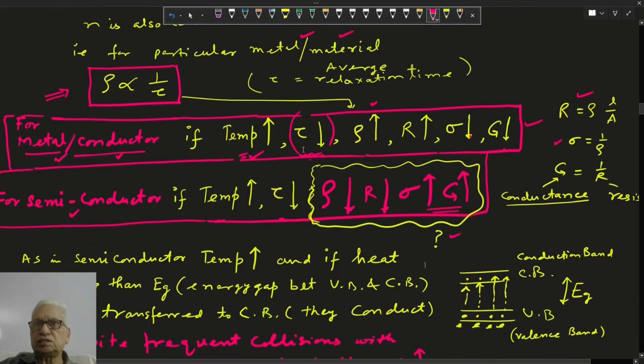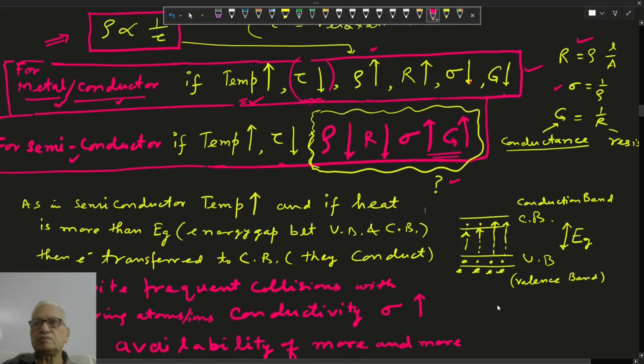It is just the opposite of the case of a metal conductor. We know in a semiconductor the valence band and the conduction band are separated by what is called the energy gap. When the temperature increases, the heat energy becomes more than the energy gap between the valence and conduction bands. Then electrons transfer from the valence band to the conduction band. Electrons are available in the valence band, but they are not conducting. But by getting the extra energy, they are transferred to the conduction band.